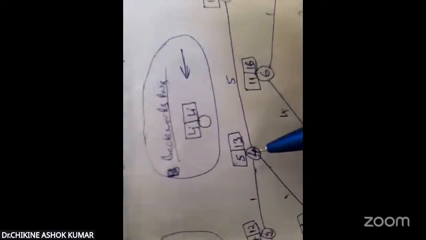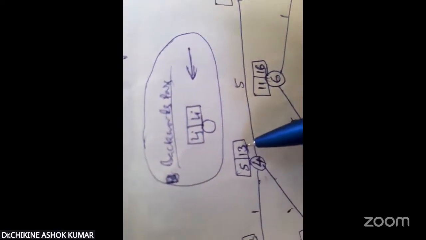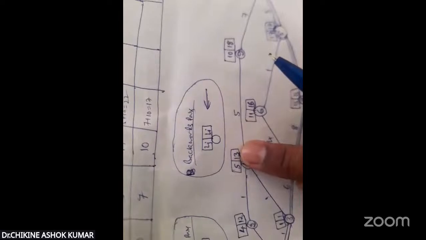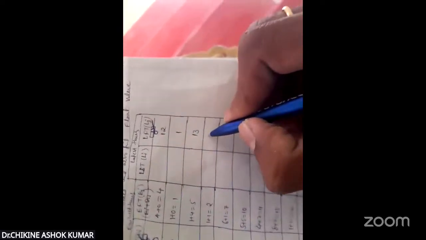Similarly, the remaining ones. 2 to 4. 4 is the second event. So for the fourth event, the second square box value is 13. So write 13 here. Similarly, 3 to 4. Again, 4 is the second event. For event 4, the second square box value is 13. So write this 13 here itself.